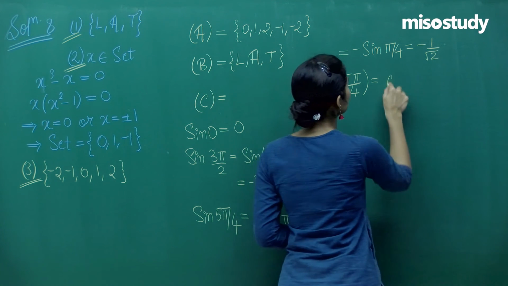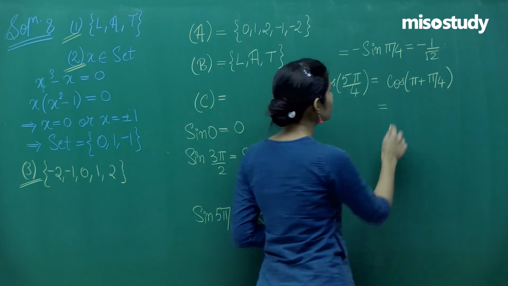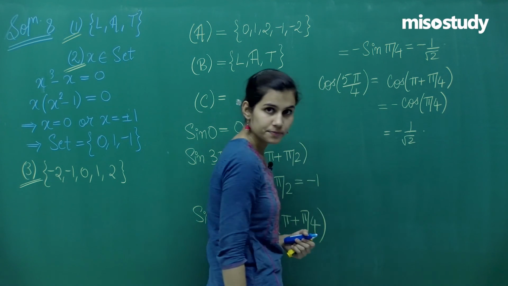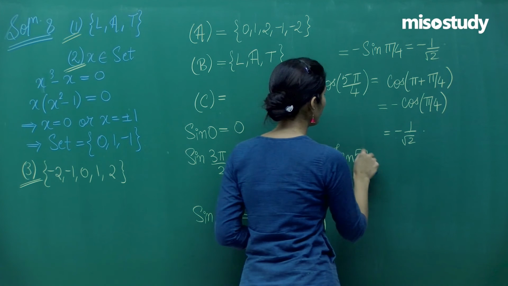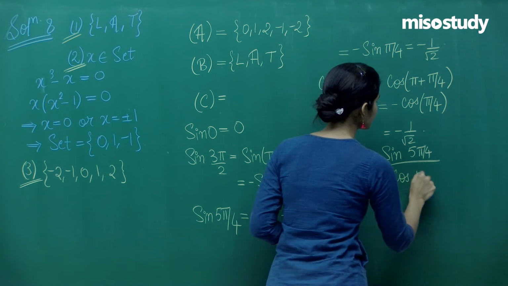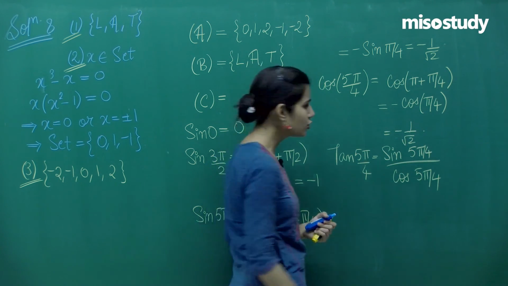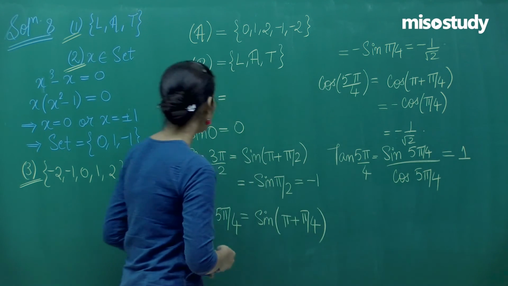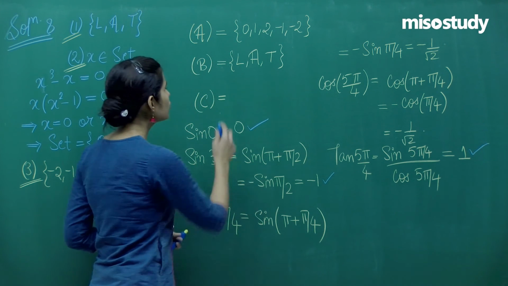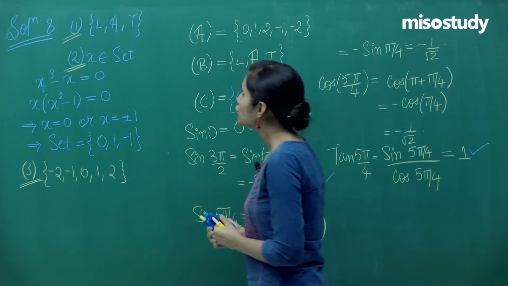Again, what is cos 5 pi by 4? I can decompose it as cos of pi plus pi by 4. Again, this is equal to minus of cos pi by 4, which is again minus 1 by root 2. Therefore, tan 5 pi by 4 comes out to be sine 5 pi by 4 upon cos 5 pi by 4, which is minus 1 by root 2 upon minus 1 by root 2, which is nothing but 1. And therefore, sine 0, sine 3 pi by 2 and tan 5 pi by 4, these values when kept in the set C turn out to be this. And therefore, we are in a position to match now.